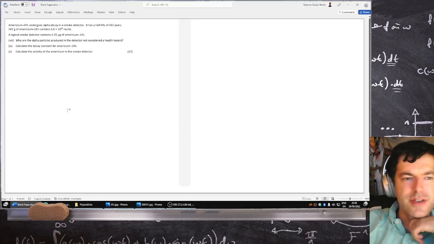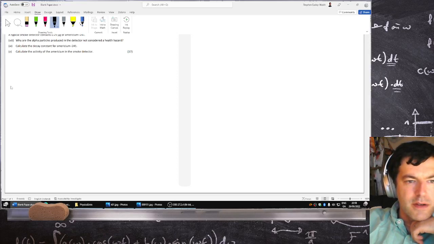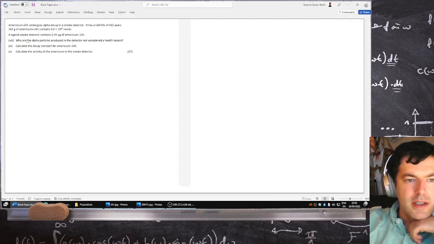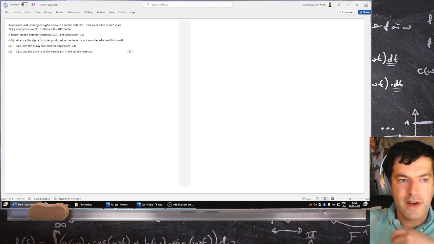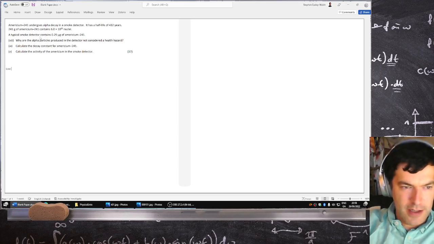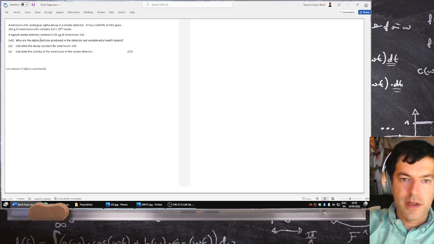It has a half-life of 432 years, 241 grams of americium contains that many. Why are alpha particles produced in the detector not considered a health hazard? I hope it's because it's a very low level. A low amount of alpha is produced. Not very different to the natural background radiation levels.